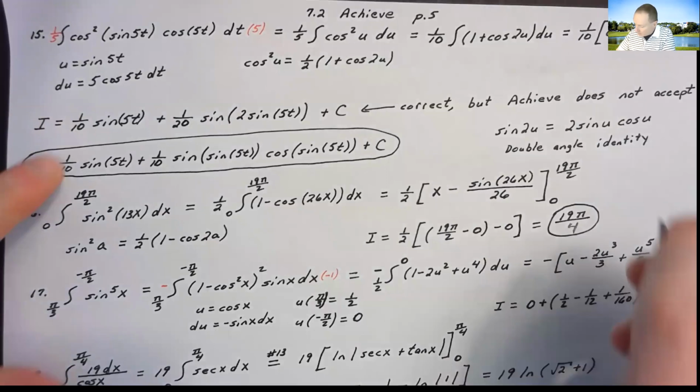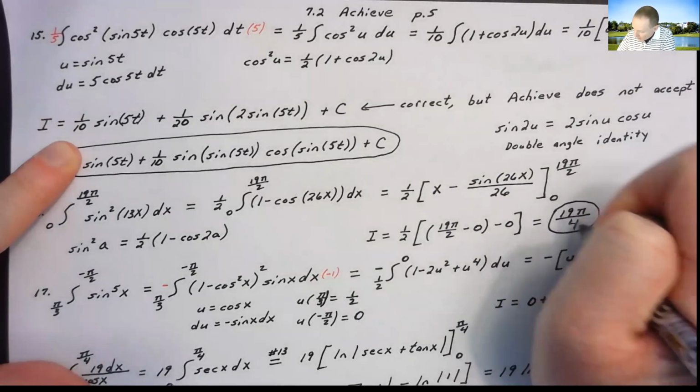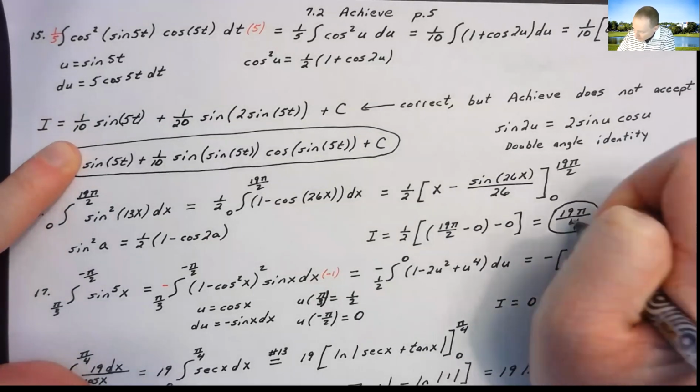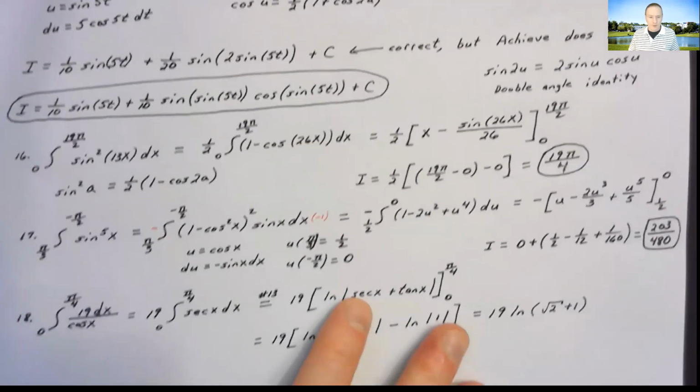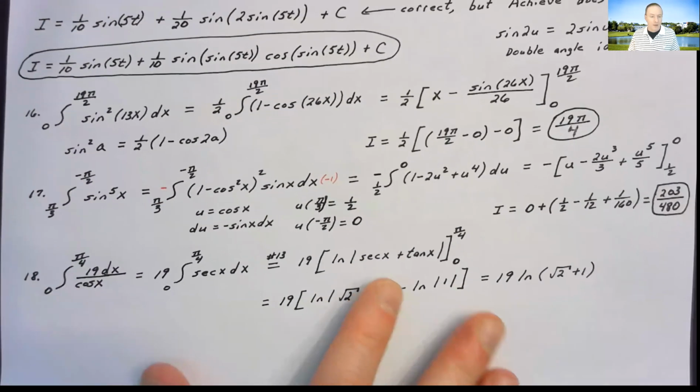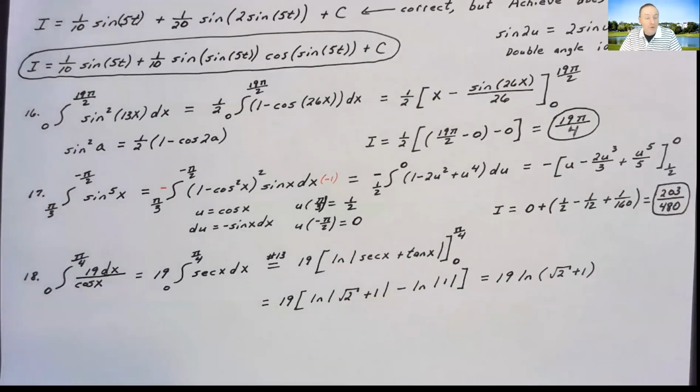Again, that's the only way to do that problem, if you understood to use the trig identities in the first step of it. All right, now number 17. We have the integral of sine to the 5th x from pi over 3 to negative pi over 2.